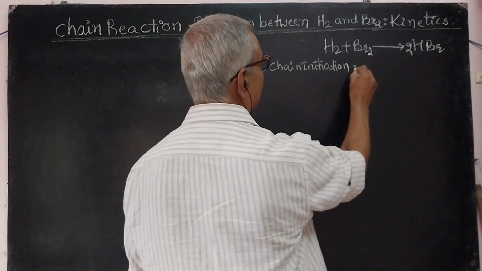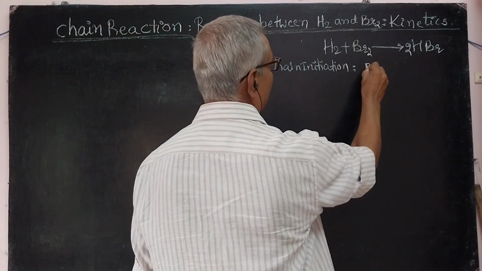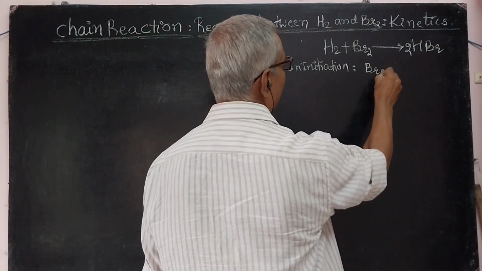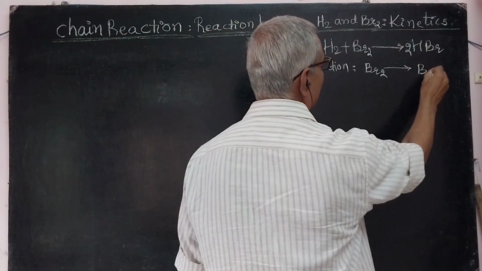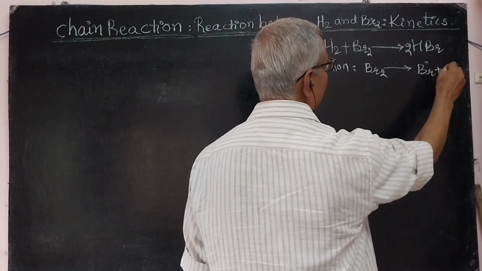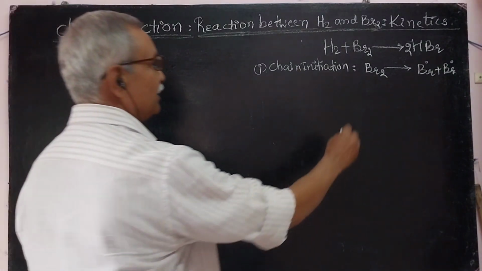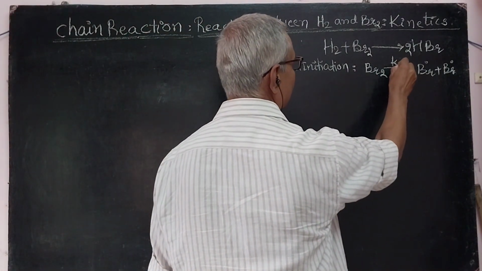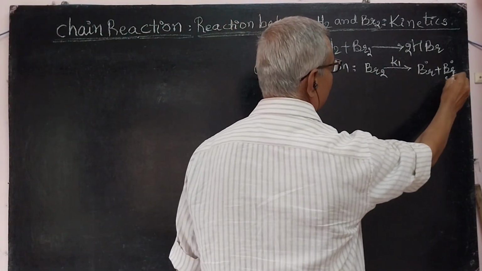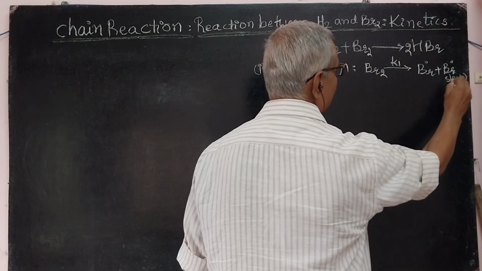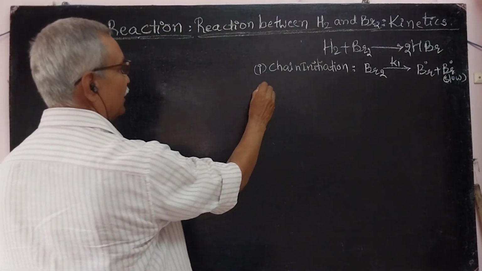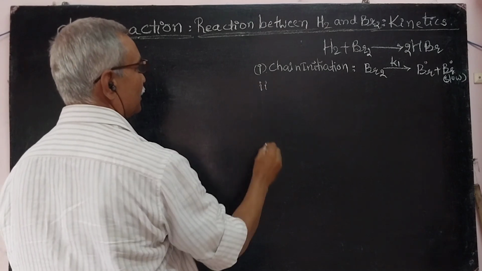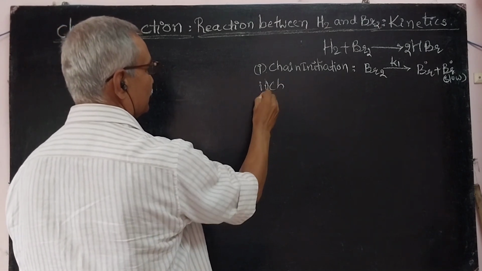That is, one molecule of bromine dissociates to give active species. This takes place with rate constant K1. Suppose this is a very slow step, or the rate determining step. Then the second one, chain propagation.